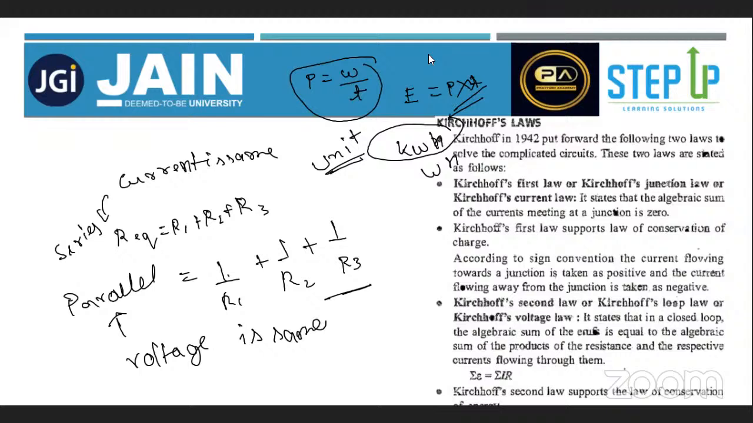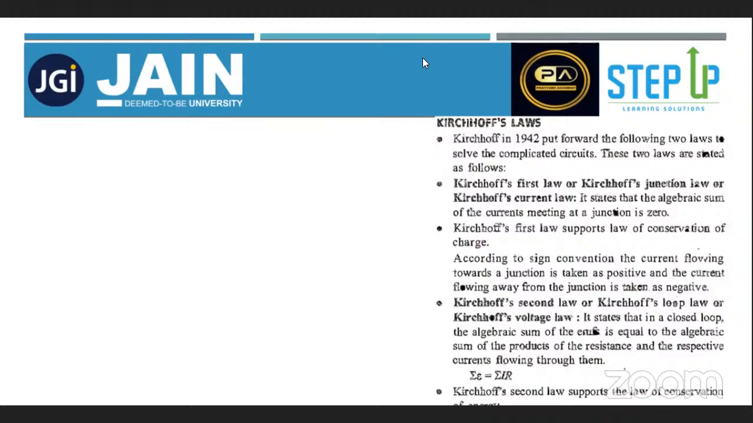Kirchhoff's law is obviously kind of important. We'll see that when we are trying to do numericals. We would have done it already. So we have two laws for Kirchhoff's. One is the current law, and the other one is the voltage law, which we call KCL and KVL, two particular types of Kirchhoff's laws.